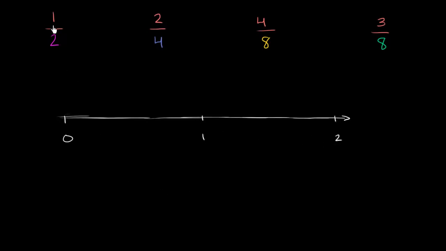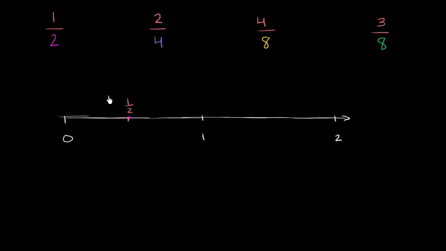So let's first try to plot where 1/2 is on the number line. We can split the section between 0 and 1 into 2 equal sections. And 1/2 would mean that I would have gone one of those 2 equal sections. So if I just go that far, I should be at 1/2. So this right over here is 1/2.